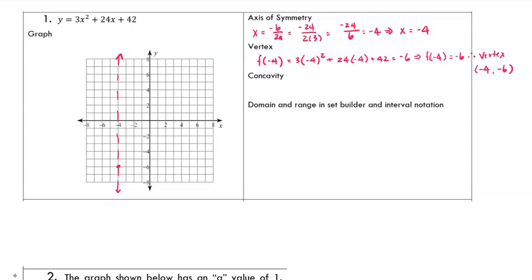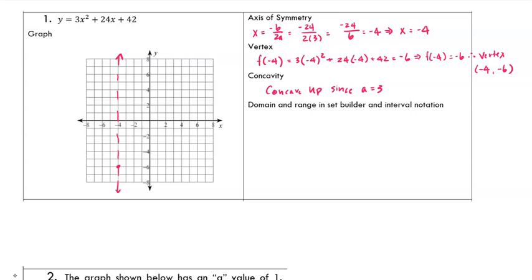Now, concavity is concave up, okay, since a equals 3, which is greater than 0.